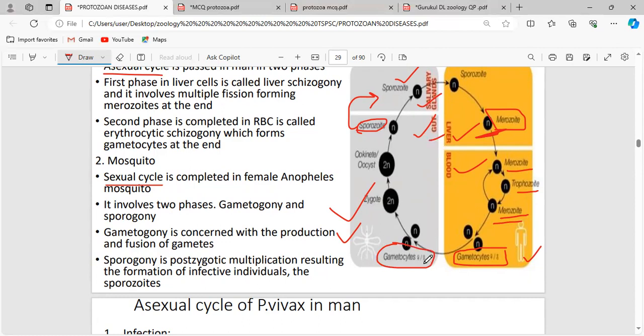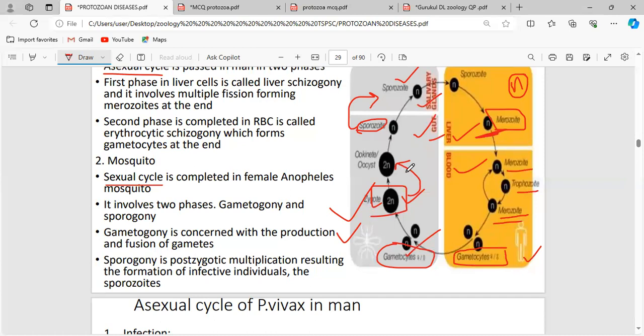Now the male and female gametes undergo a reproduction mechanism, that is fertilization. Male and female fuse together to form a 2N. Everywhere before, we have seen only haploid cells. Only after fertilization do they form the zygote. The zygote is always diploid in nature because of the fusion of one male and one female gamete. Clear? Now the zygote converts into the ookinete and the oocyst. I'm going to explain what the ookinete and the oocyst are.